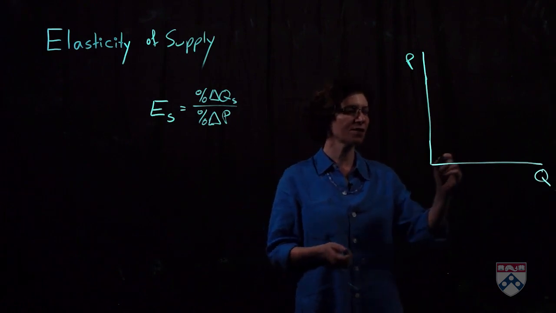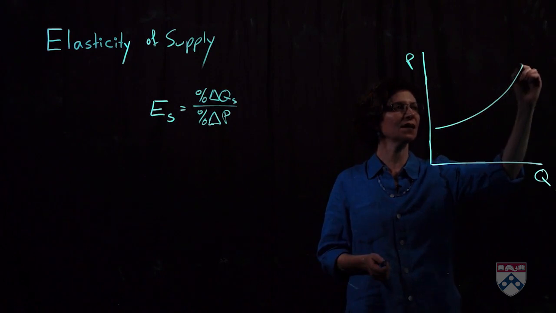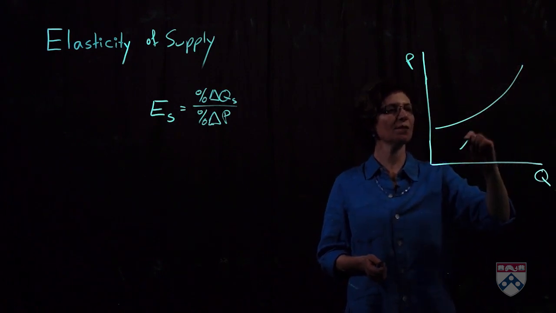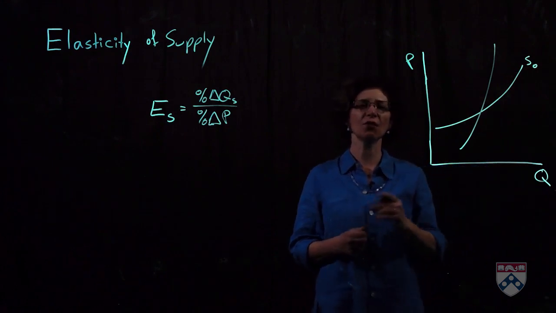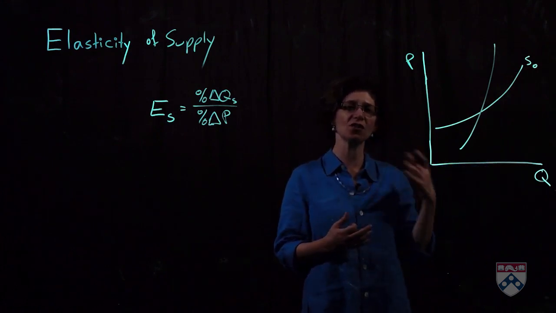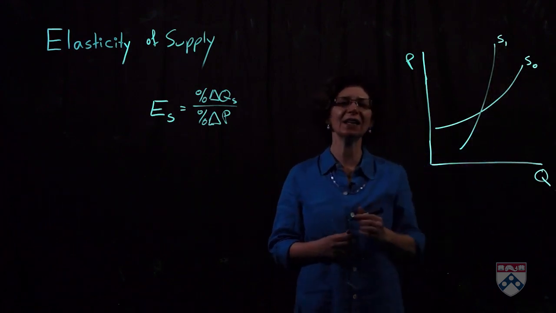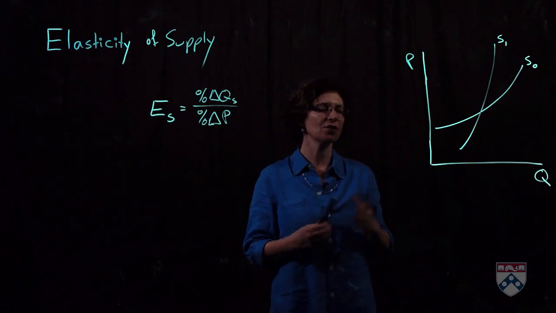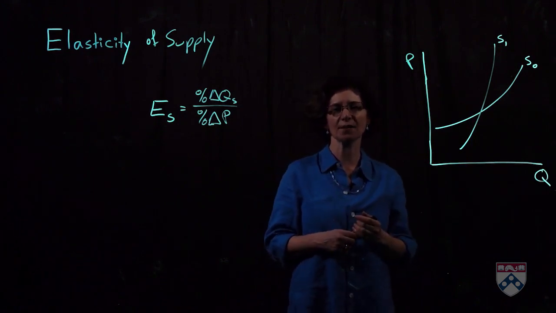So all supply curves are upward sloping, but they can be relatively mildly upward sloping, or they can be relatively steep. So in this example, S0 is a relatively elastic supply curve. A change in price changes the quantity supplied by a lot. And this is a relatively inelastic supply curve. You're supplying basically the same amount, no matter what the price is.